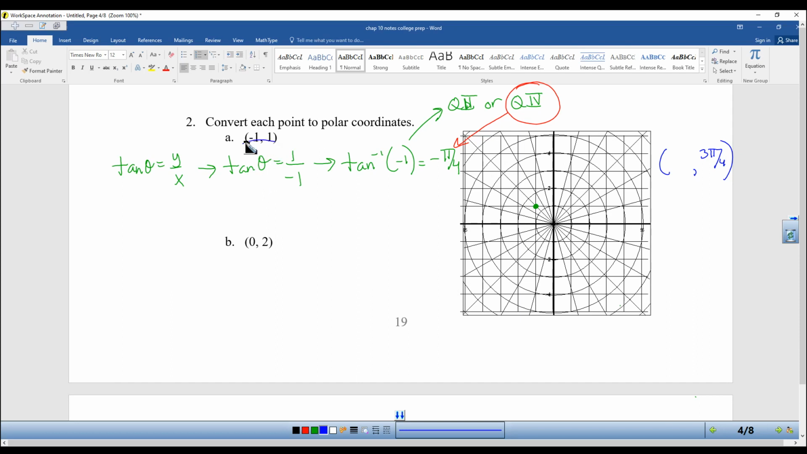So you have to think about it at this stage. When is tangent equal to -1? At pi/4, or at -pi/4, or 3 pi/4. But clearly, if you graph it, you'll see which one you want.